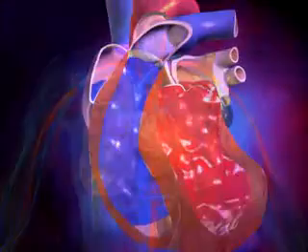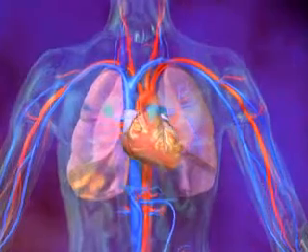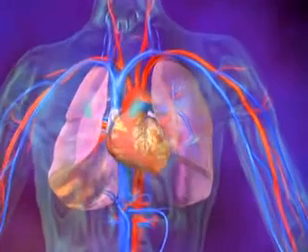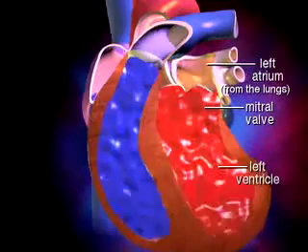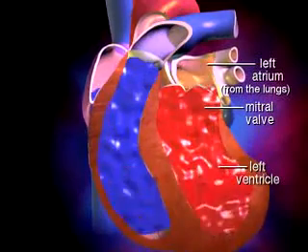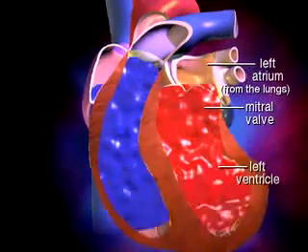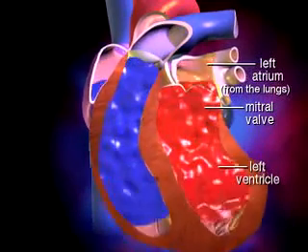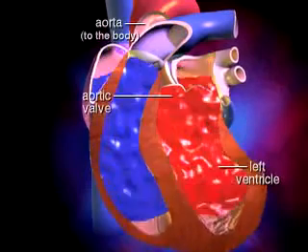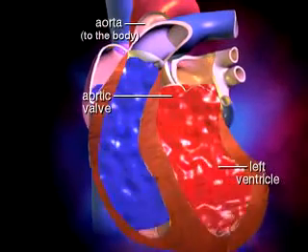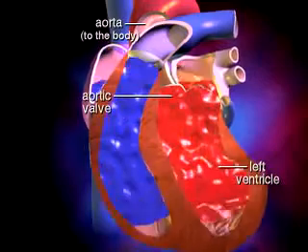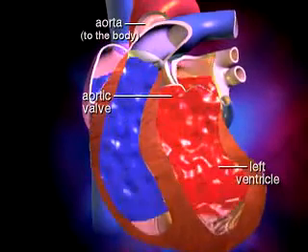At the same time, oxygen-rich blood returning from the lungs is delivered to the heart through the pulmonary veins. The pulmonary veins empty into the left atrium, which contracts to push oxygen-rich blood through the mitral valve and into the left ventricle. The left ventricle contracts, pushing the blood through the aortic valve and into the aorta, which distributes blood to arteries throughout the body.